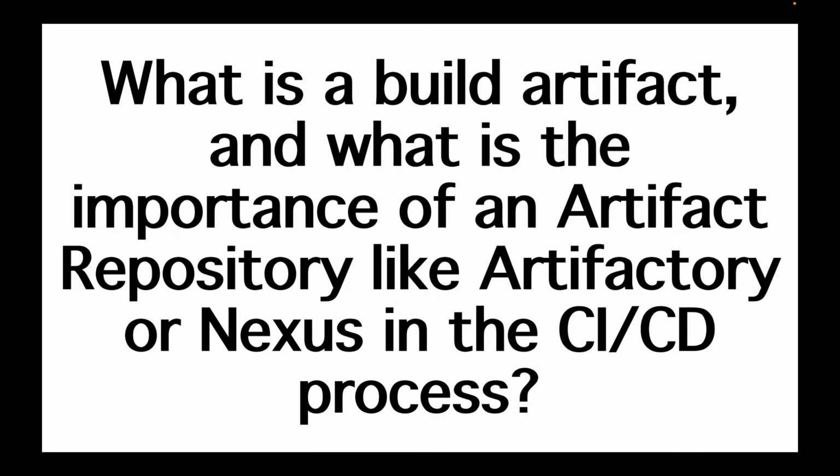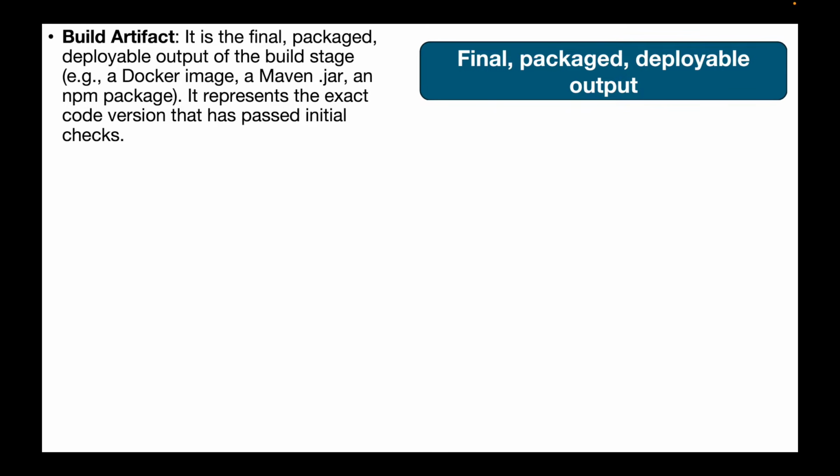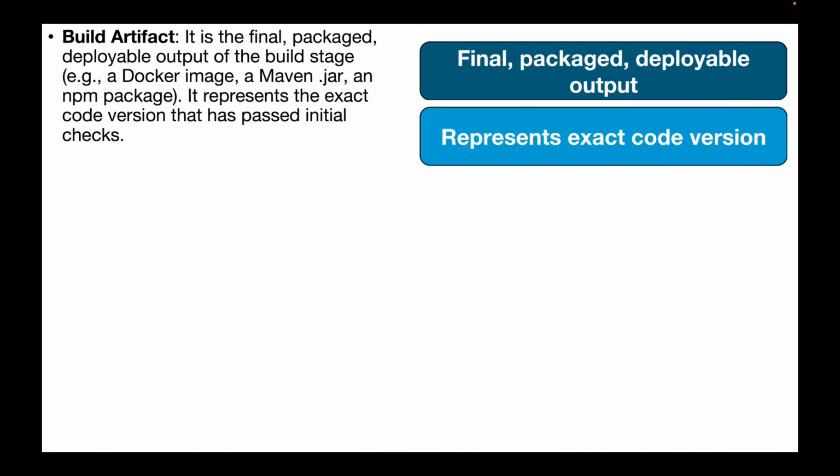The next question we have is what is a build artifact and what is the importance of an artifact repository like Artifactory or Nexus in the CI/CD process? So a build artifact is basically your final packaged deployable output that we get from the build stage, like your Docker image or a jar package or an npm package. This represents the exact code version that has passed all the initial checks.